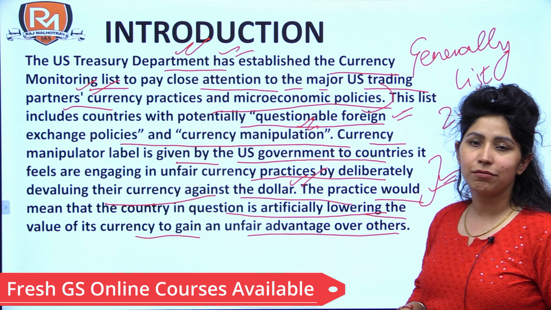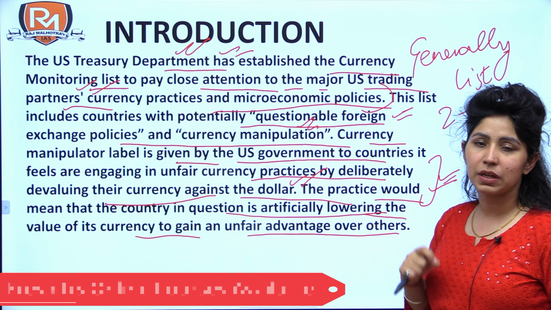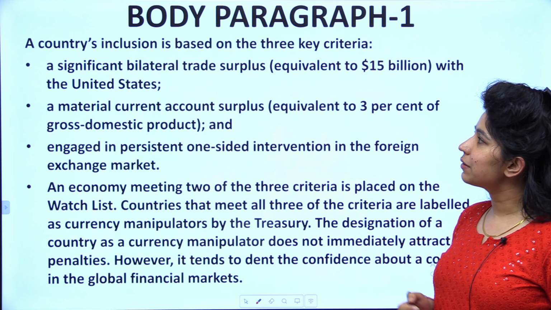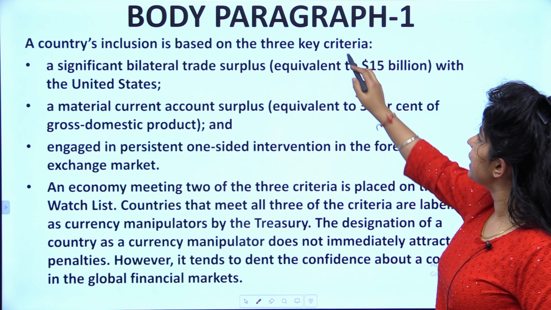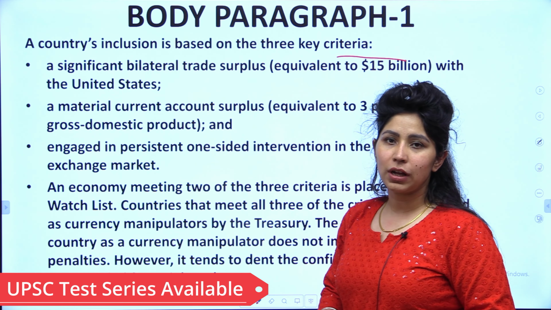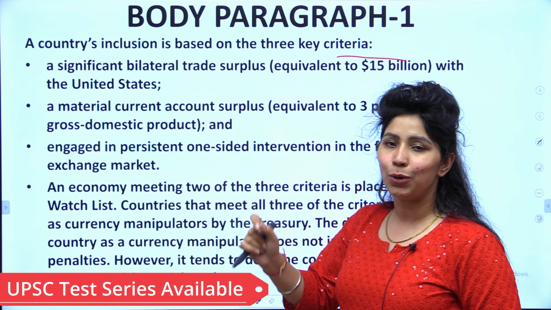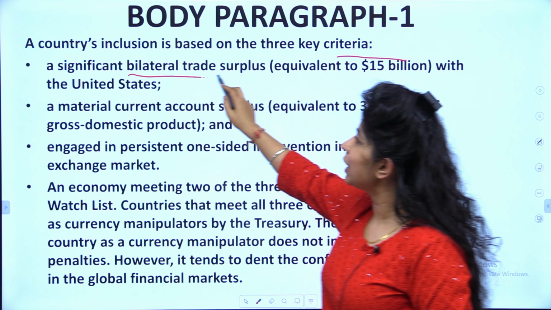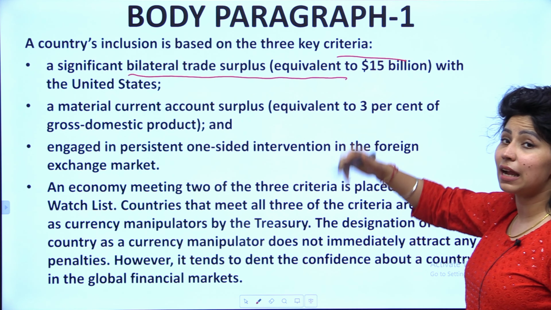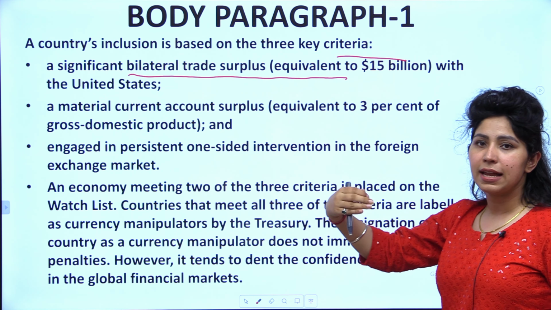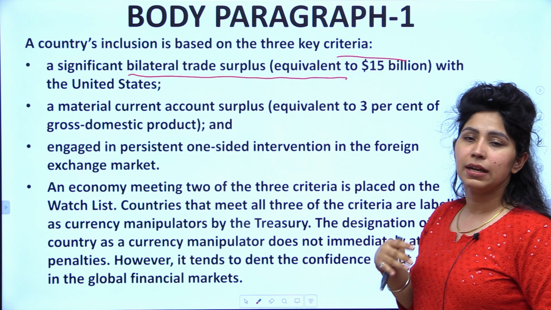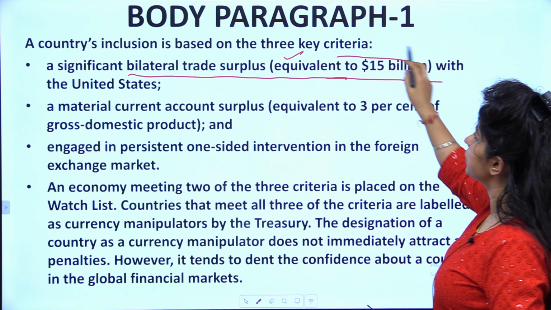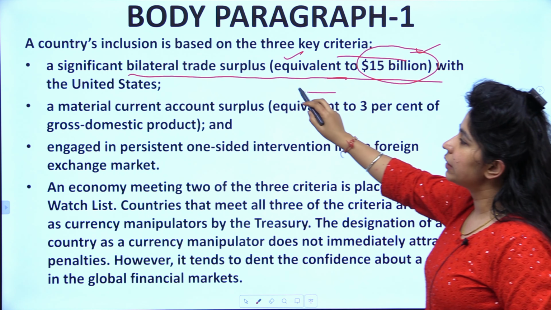In body paragraph 1, we will tell the examiner how a currency manipulator is announced. A country's inclusion is based on 3 criteria. First of all, it should be a trading partner with the USA. How much trade should there be with the United States of America? It should be a significant bilateral trade surplus that the country is benefiting from. For example, if USA and India are trading, India should be benefiting.